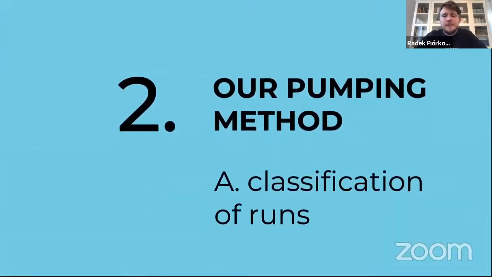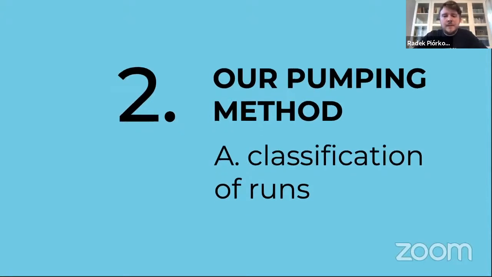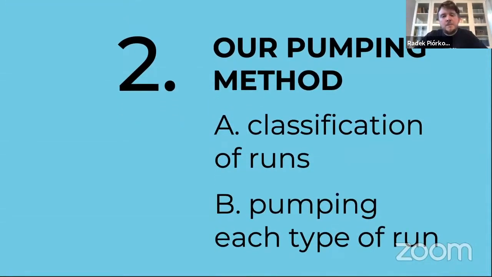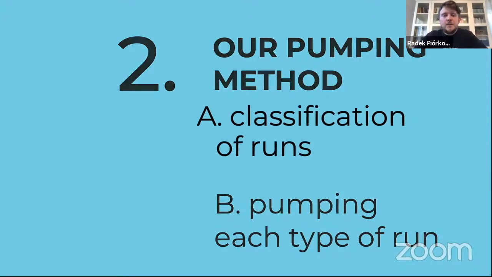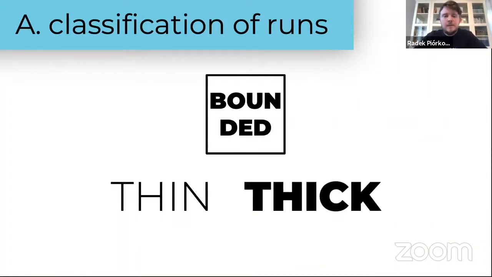The core of our technique is a classification of runs that we provide. And using this classification, we prove that pumping is possible in two buses by showing separate pumping lemmas for each type of the runs that we consider. So we consider three types of runs: bounded ones, thin runs, and thick ones. So for now, I will skip their definition. Let me first show you the general structure of our method.